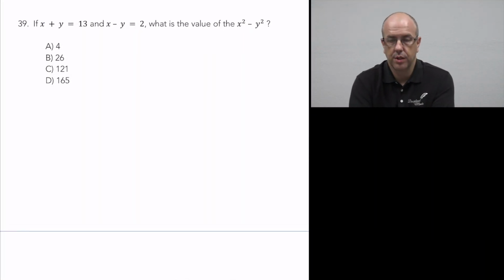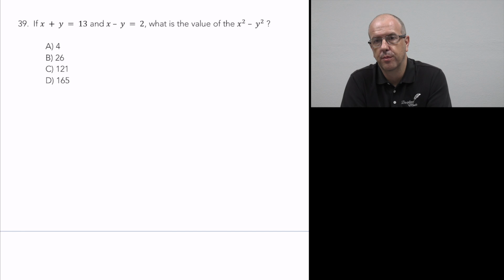Now 39 is one of those ones that is a brilliant question by College Board. I'm going to show you one way to do it, which is going to take us a little bit of time, and then I'm going to show you shortcuts and then give you advice for how to handle some algebra questions if you're unfamiliar with how to approach them.